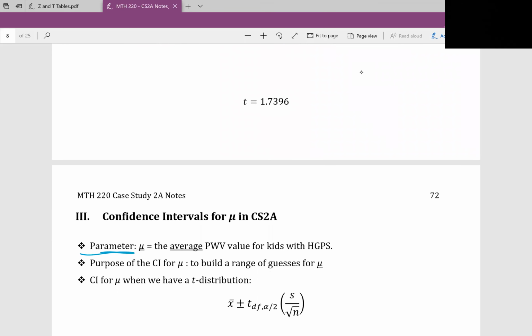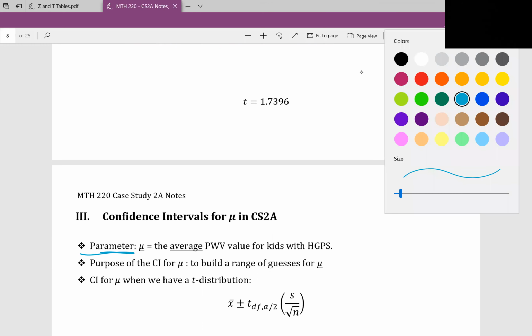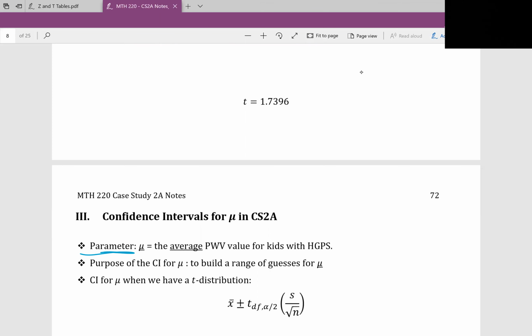So a confidence interval formula for mu when we have a t-distribution is as follows: x bar plus or minus t subscript degrees of freedom, comma, alpha over 2, times s over the square root of n. I've said this before: don't let subscripts worry you at all. Subscripts just tell us something about that t-distribution.